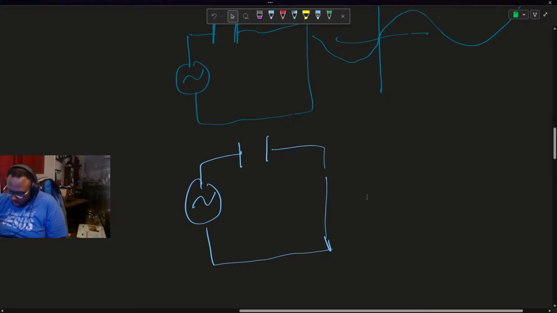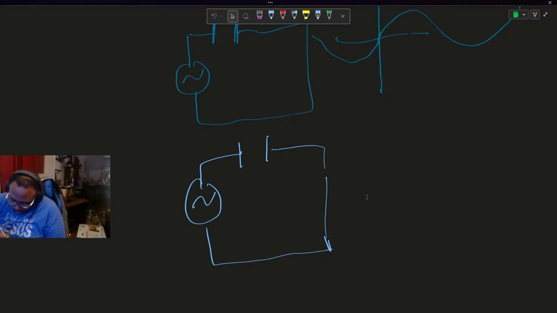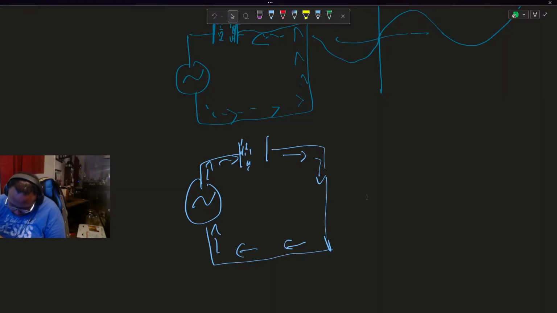So on the uptick, we'll call it the uptick, all the electrons are flowing this way into this part here, and charging up here, causing a positive charge over on this side. And then on the downtick, all the electrons are flowing back the opposite way, so they're going this way now into this side of the plate. And now you have all the electrons on this side and the positive charges on this side.